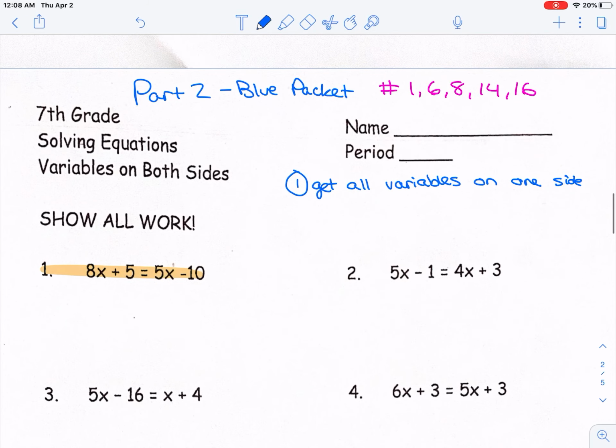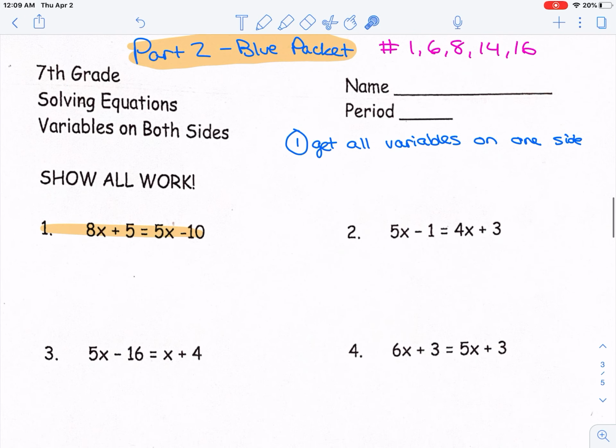Okay, everyone, welcome back, and we are now on our final part of our blue packet here. So we are going to go ahead and do numbers 1, 6, 8, 14, and 16 together. And I went ahead and wrote out my first step. Remember, this time we're doing variables on both sides here, okay?